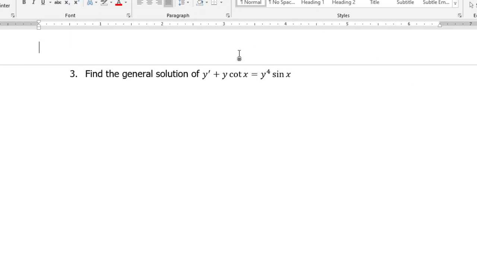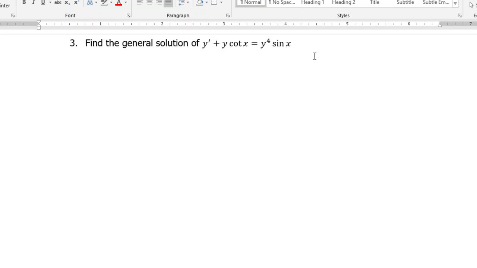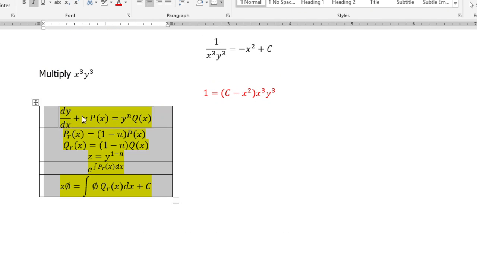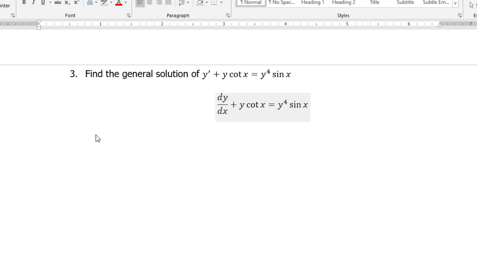So, for example number 3, find the general solution of y prime plus y cotangent x equal to y to the fourth sin x. So, kopyahin lang natin yung problem. Ang y prime natin kasi dito, pag sinabing y prime lang, dy over dx na automatically. And then, since dy over dx, ang kukopyahin natin table, ito. Ito yung magiging guide natin.